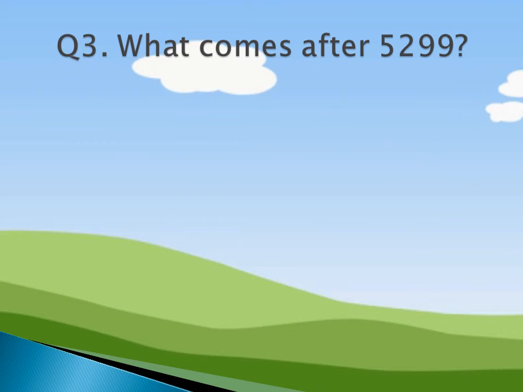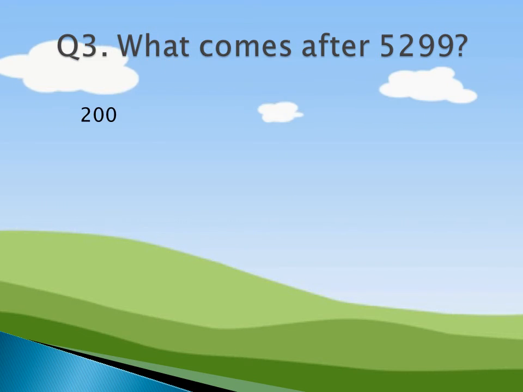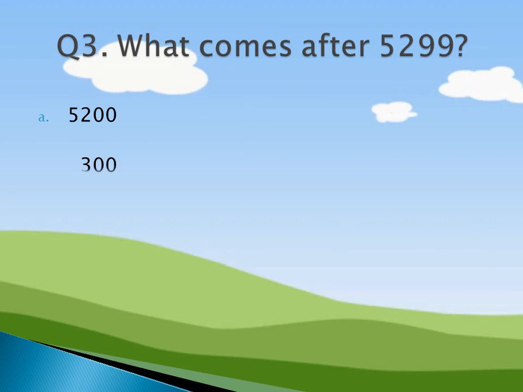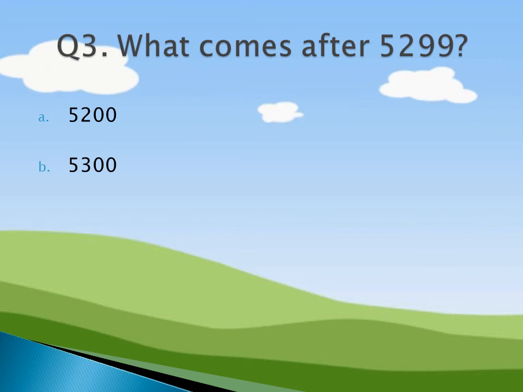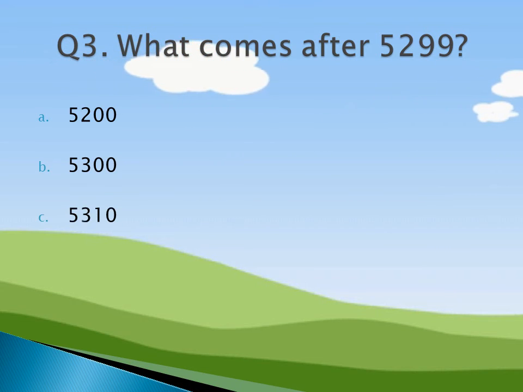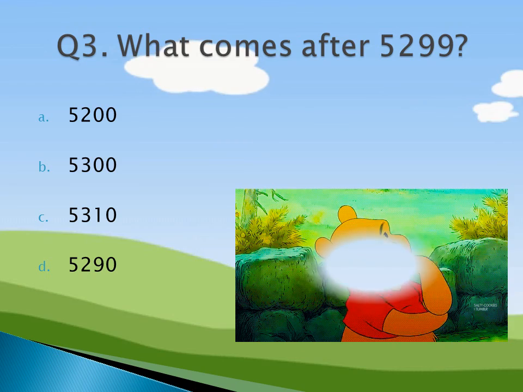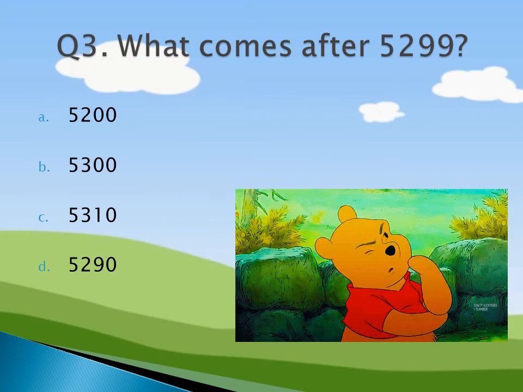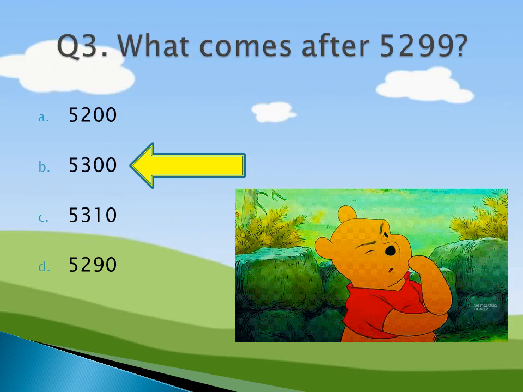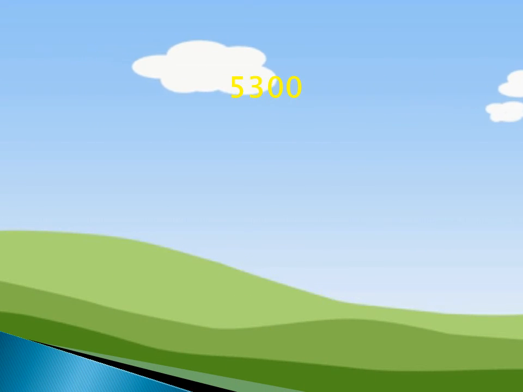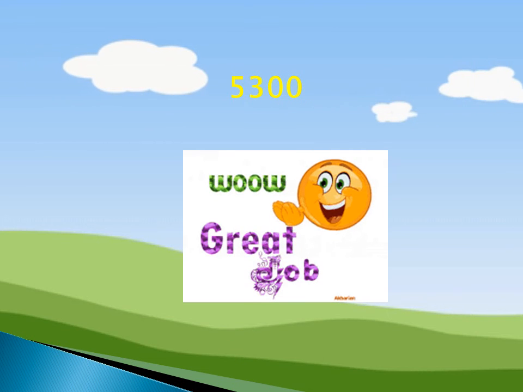Next question is, what comes after 5,299? The options are 5,200, 5,300, 5,310, 5,290. The correct answer is 5,300. Great job.